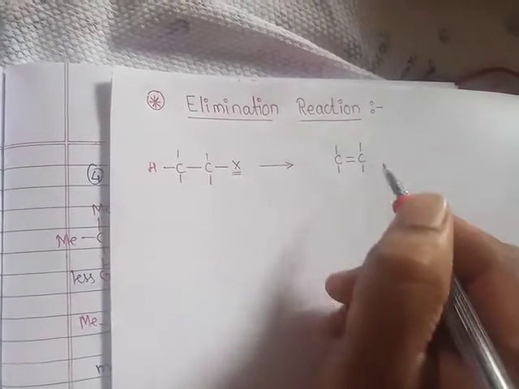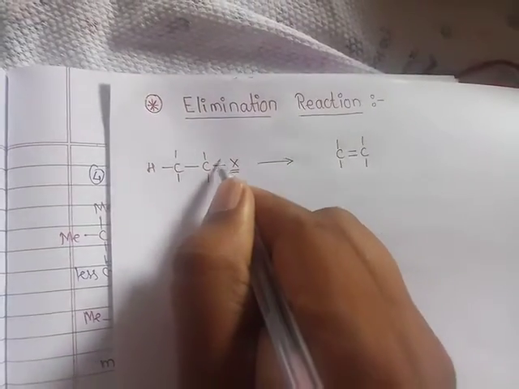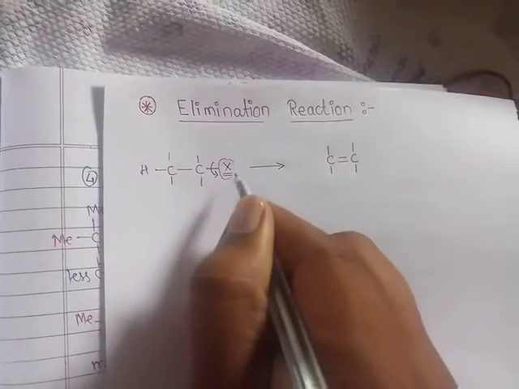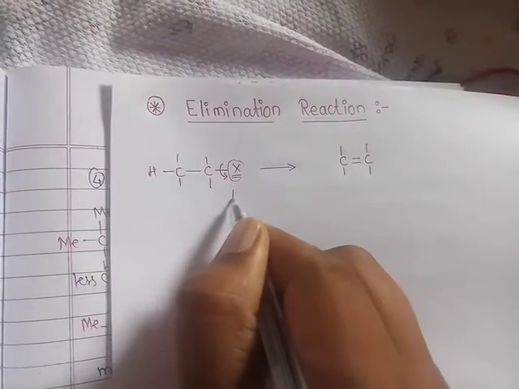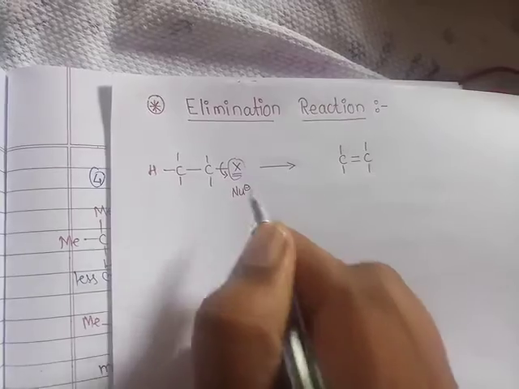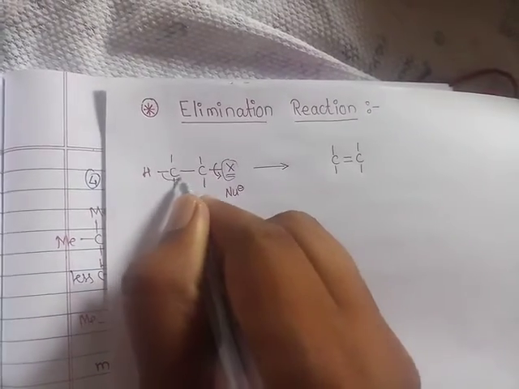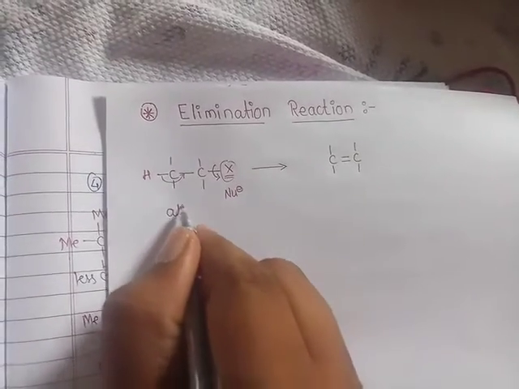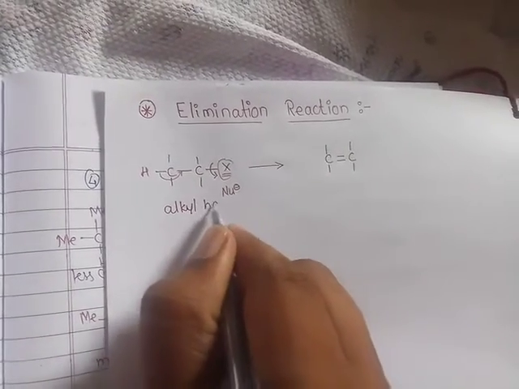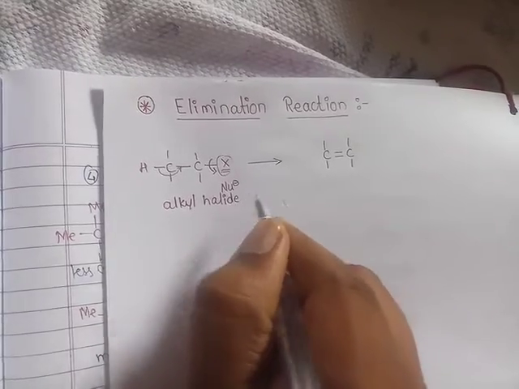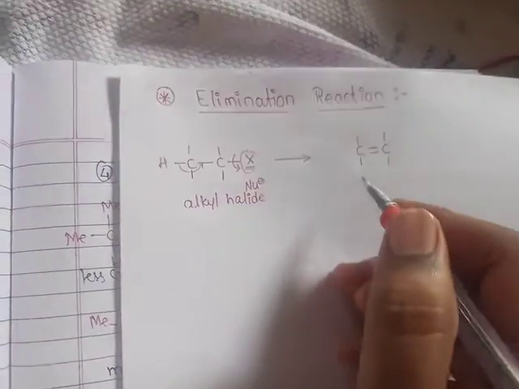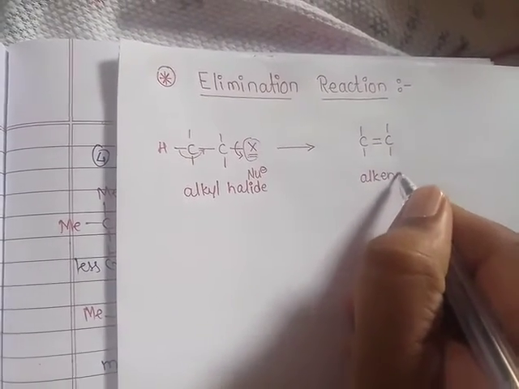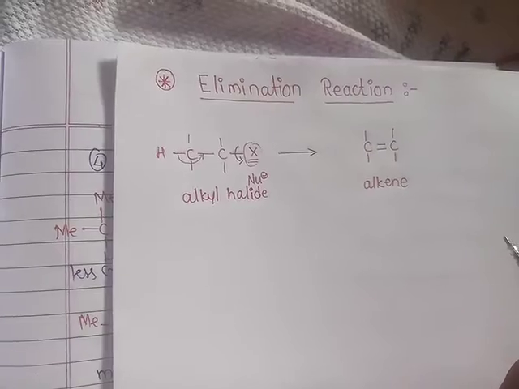Whenever this type of elimination is going on, we will get an unsaturated compound by leaving this X group, which is also termed a nucleophile, and at the same time the hydrogen bond of the alkyl halide is broken, and we get a carbon double bond carbon compound. It is nothing but alkene.